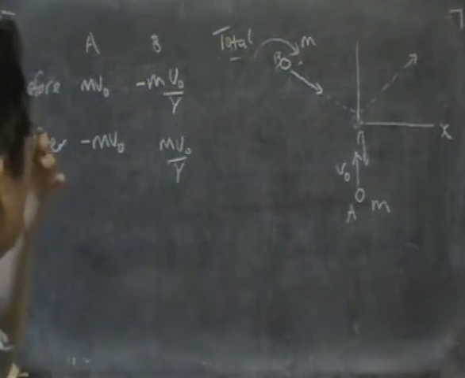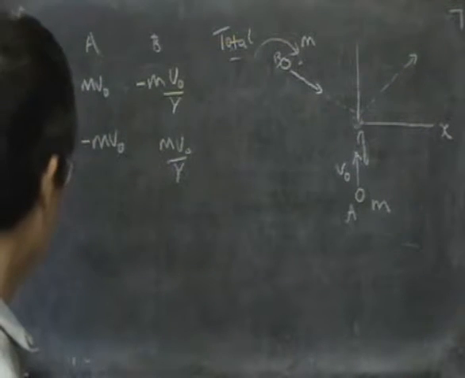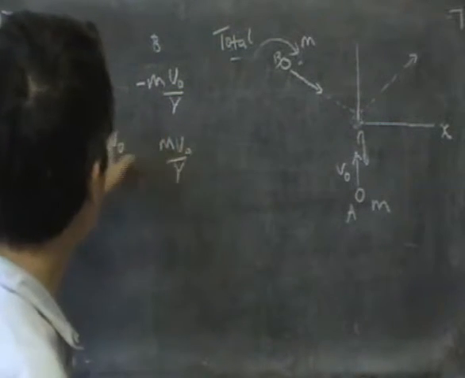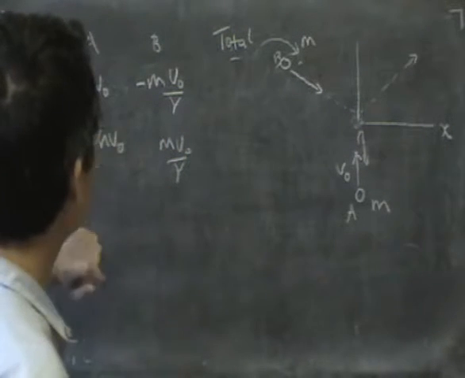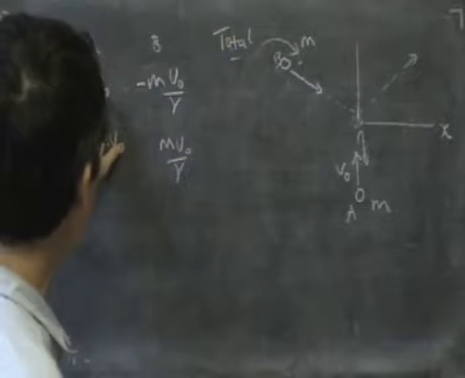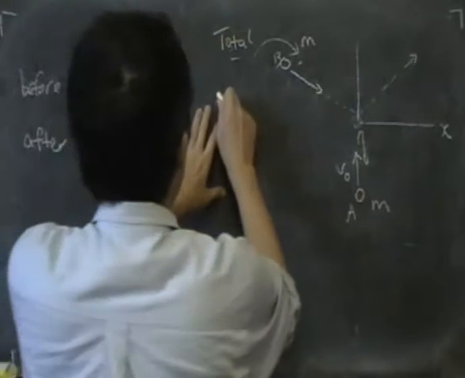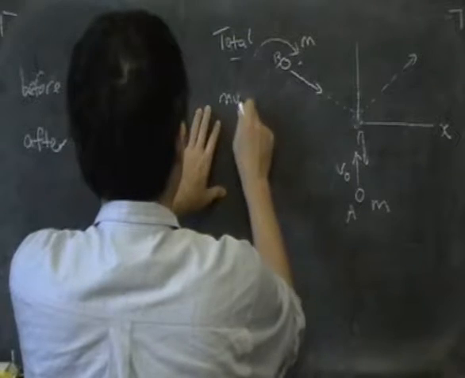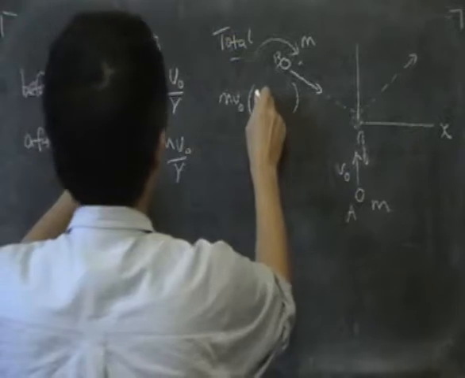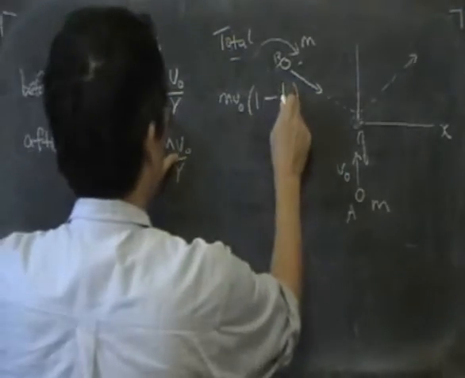Now total momentum just means that we add them together. We have to do it before the collision first. So when we add those two together, let me simplify as I add. There are common factors m and v0, so I can take that out of a bracket, and in the bracket I would have 1 from there and minus 1 over gamma from here.